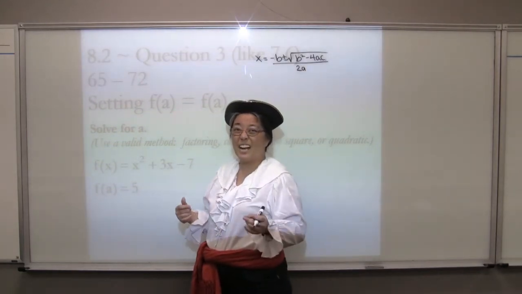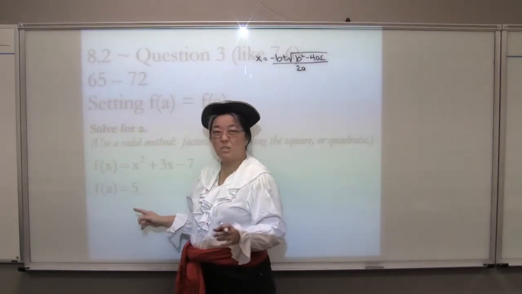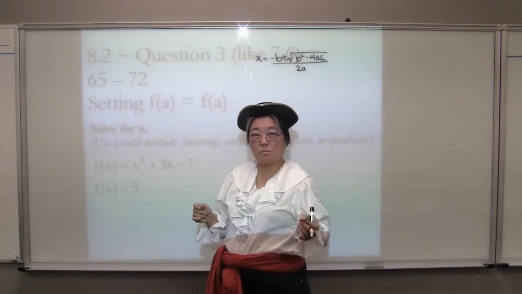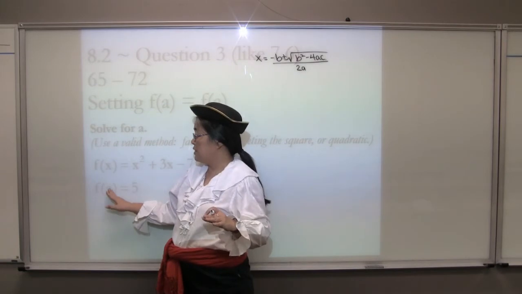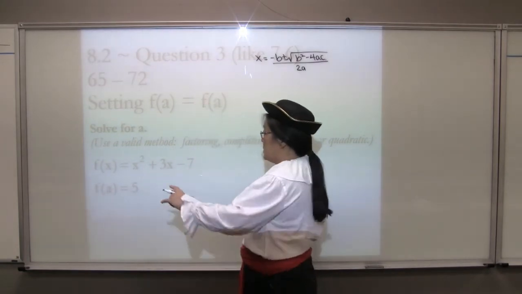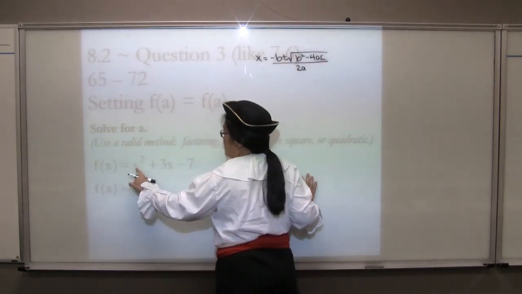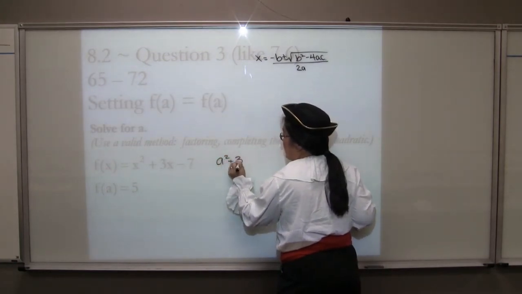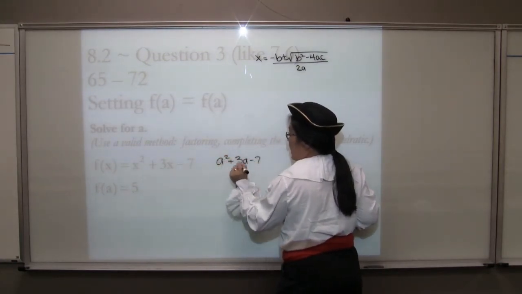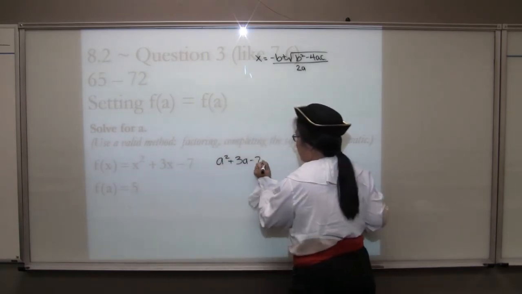In college, they're actually going to have f of x equals. That sometimes messes some students up. But for right now, we want you to be aware that if it changes here, what we're going to do is all the x's will become a's. So all these x's will become a's. And then we write equals 5.